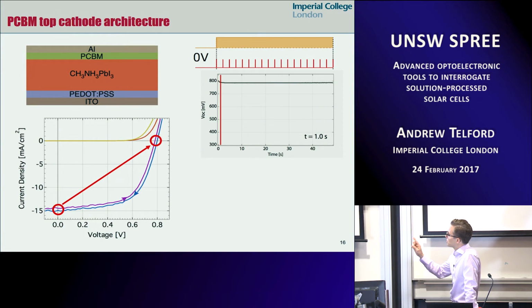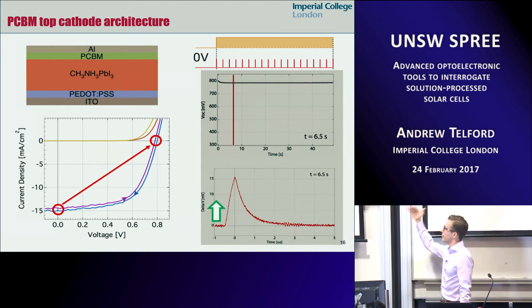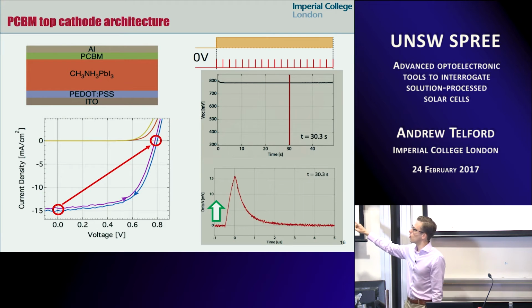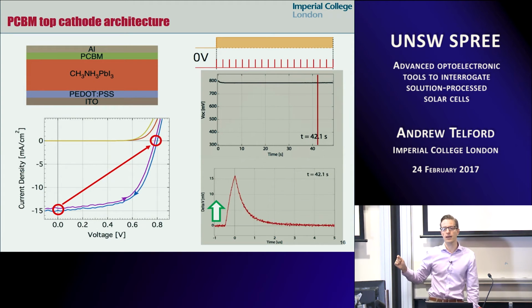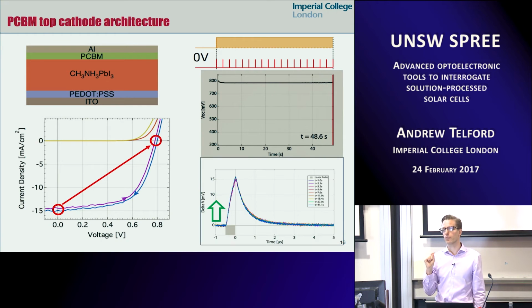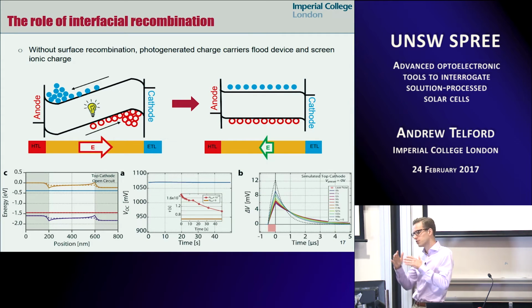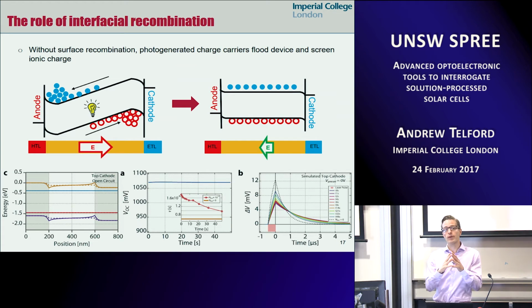Well, first of all, let me show you what happens when we use our technique on a device that doesn't exhibit hysteresis. You can see that the response of the VOC is pretty flat, and you'll notice that all the transient photovoltage spectra are positive. There's no negative component here. So what we think is happening is that we have to consider what happens at the interfaces. Ions will migrate because it's the same material, but something is changing at those interfaces.